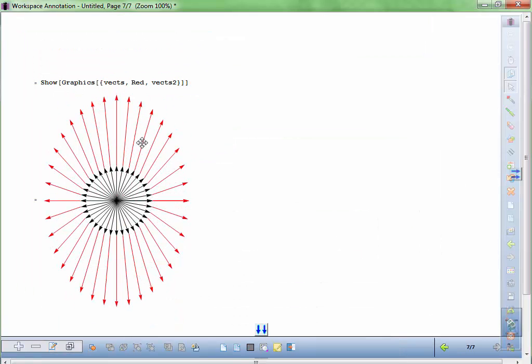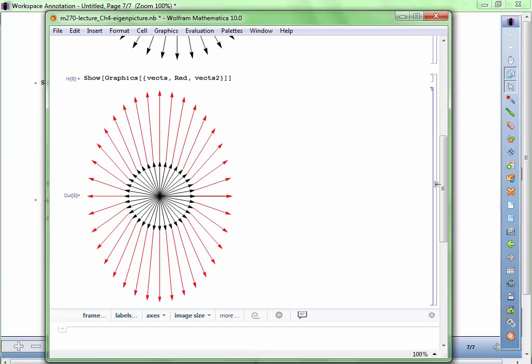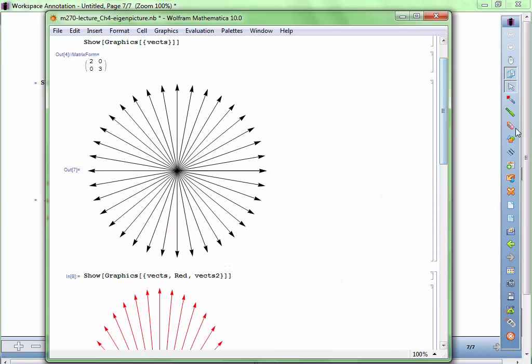What's the matrix again? Something, something, something. 2003.